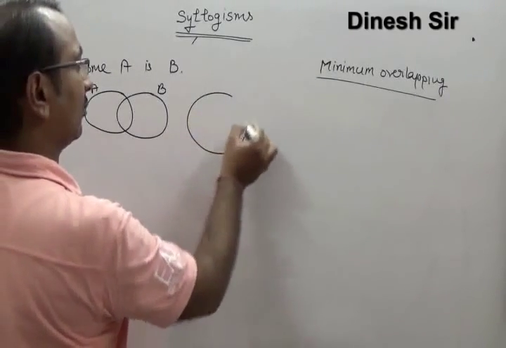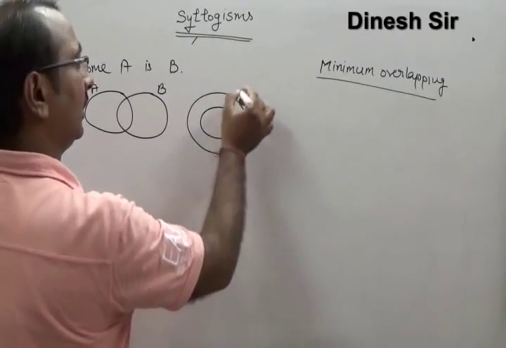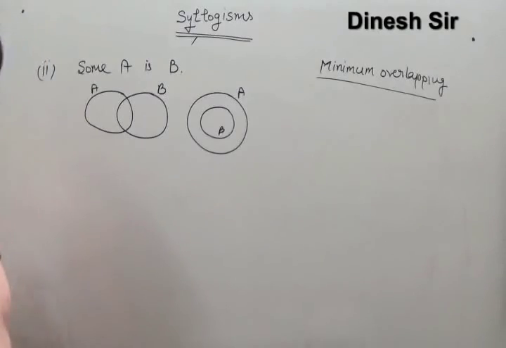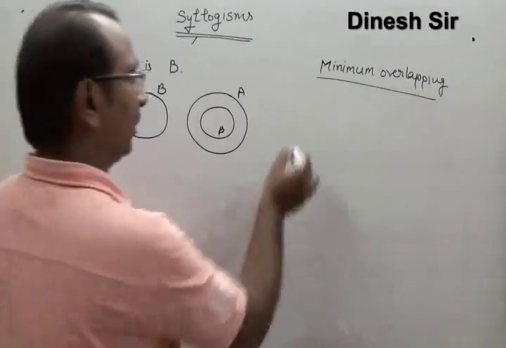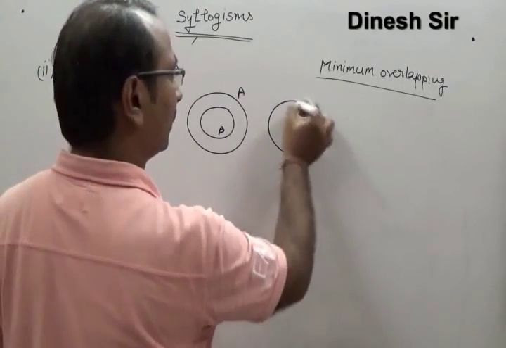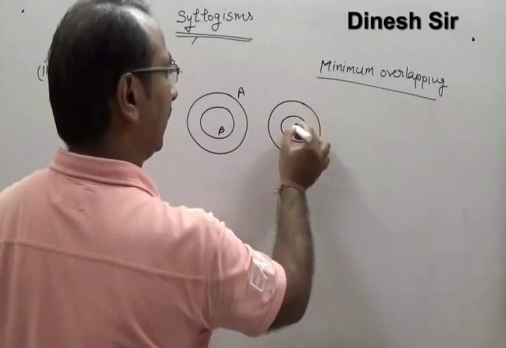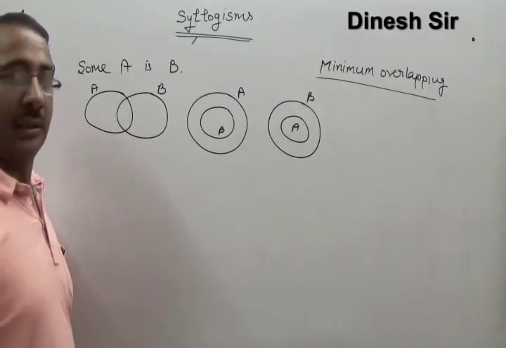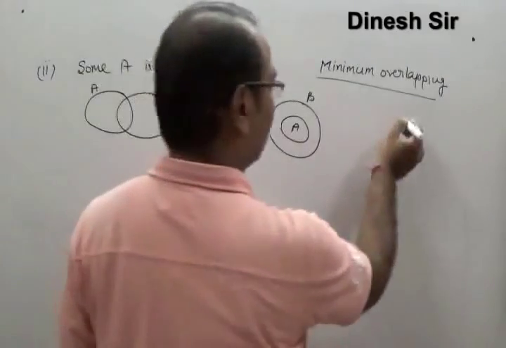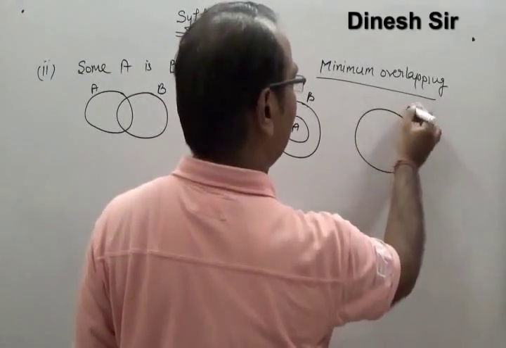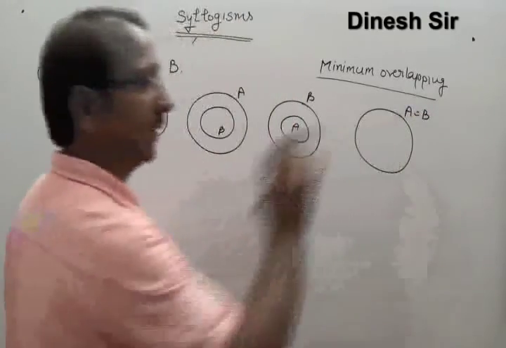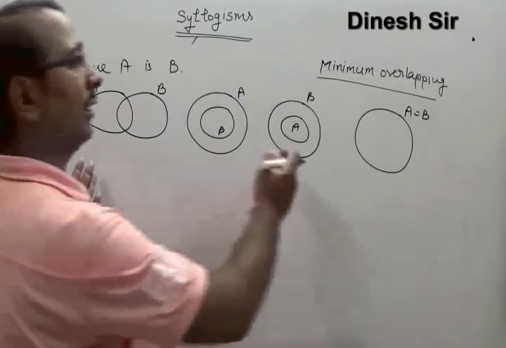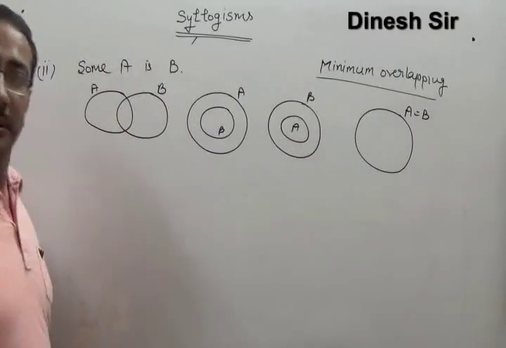The second representation I can also make of this. This is A, this is B. So I can say some A is a part of B, right? The third representation I can also make of this. This is A and this is B. Some A is B, right? Similarly, the fourth representation that I can make here also. This is A, this is B. Both are equal. In that case also I can say some A is B. All these are the four different outcomes that can be inferred from the statement.